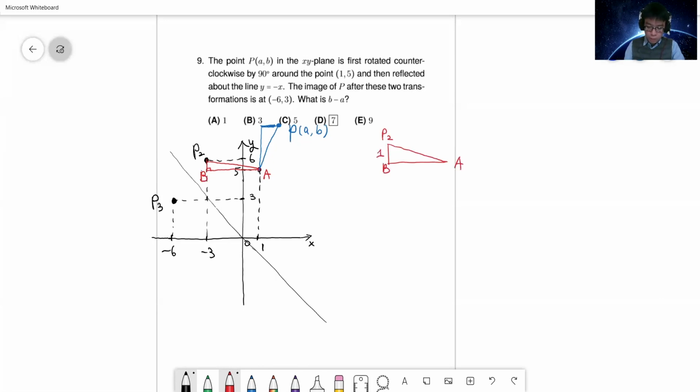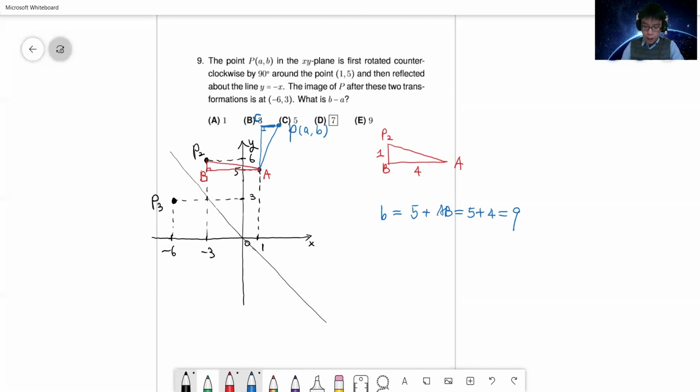P2B equals 1, because 6 minus 5 equals 1. AB equals 4. 1 minus negative 3 equals 4. If we call this the image of B equals C, we will have little b equals the y coordinate of A plus the length of AB, which is 5 plus 4 equals 9.